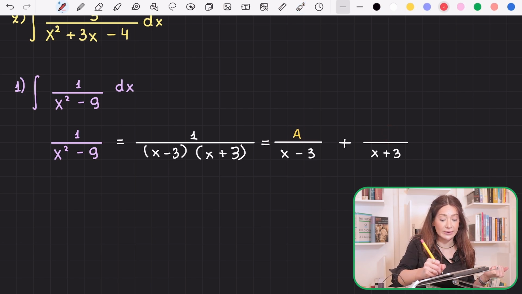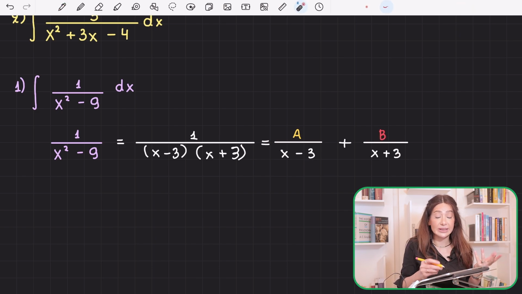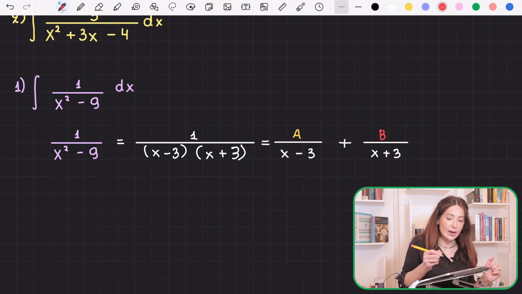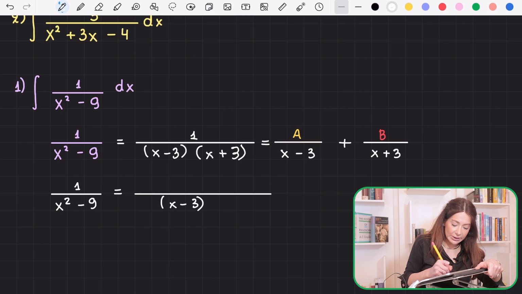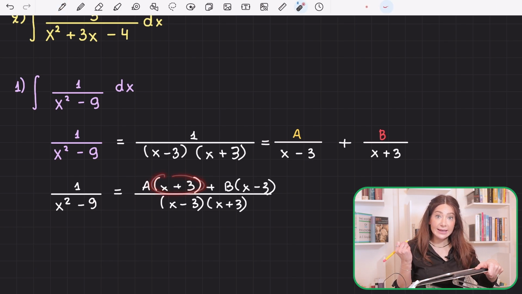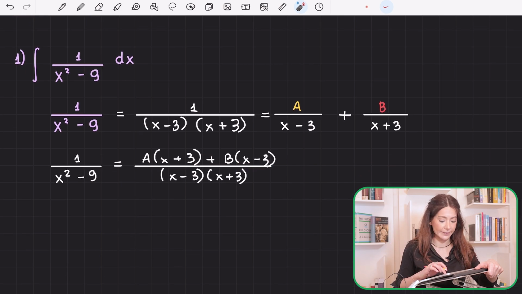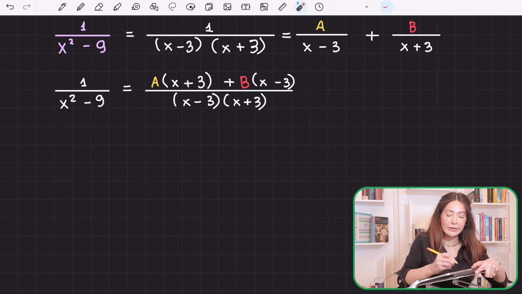I'm going to assume they're different numbers, and I know that when I put these two fractions together by finding a common denominator and add them, that better add up to 1, right? So that's what I'm going to try to do in the next step. Rewrite this unchanged. This is my common denominator. You see, I gave A x plus 3 because it didn't have that, and B x minus 3 because it didn't have that. Okay, so now think of it however you want.